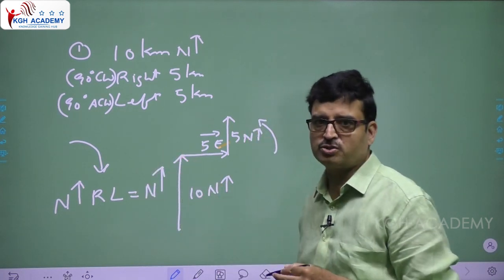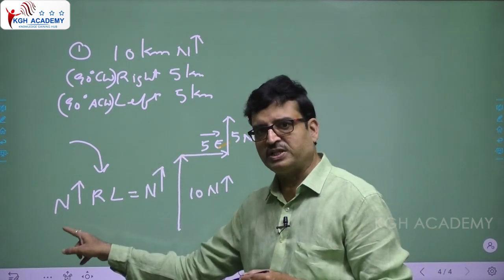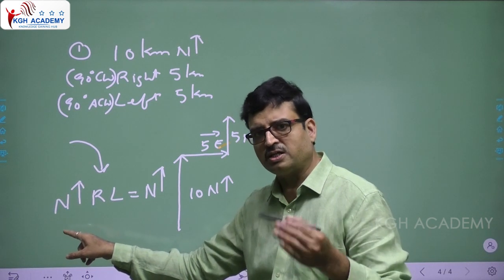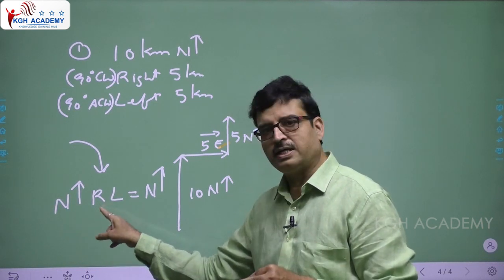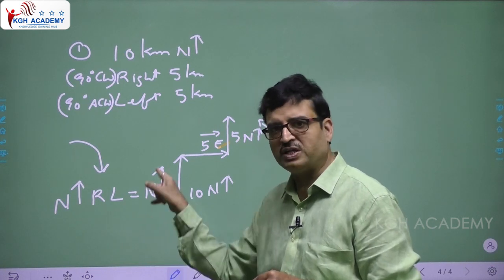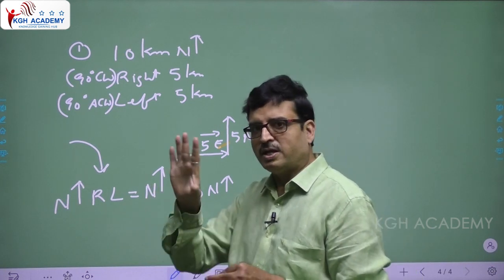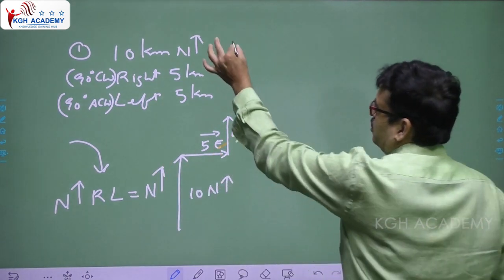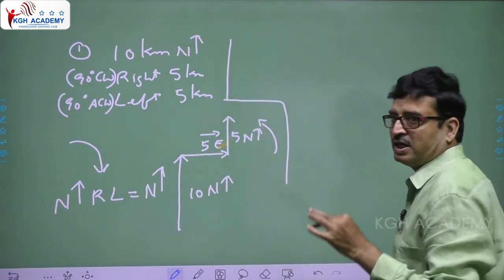So from this, what did you understand? Whenever a person started off in any direction, it can be north or south or east or west, when he turned right and after that again he turned left, he is going to come to the same direction. He is going to face the same direction. Understood?